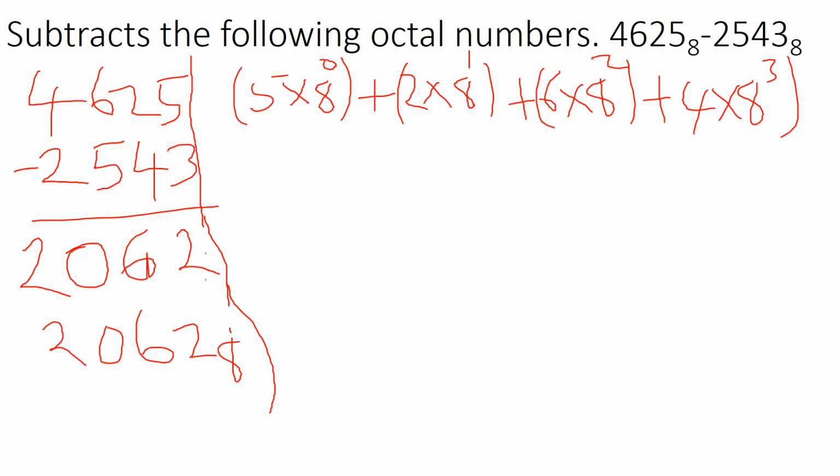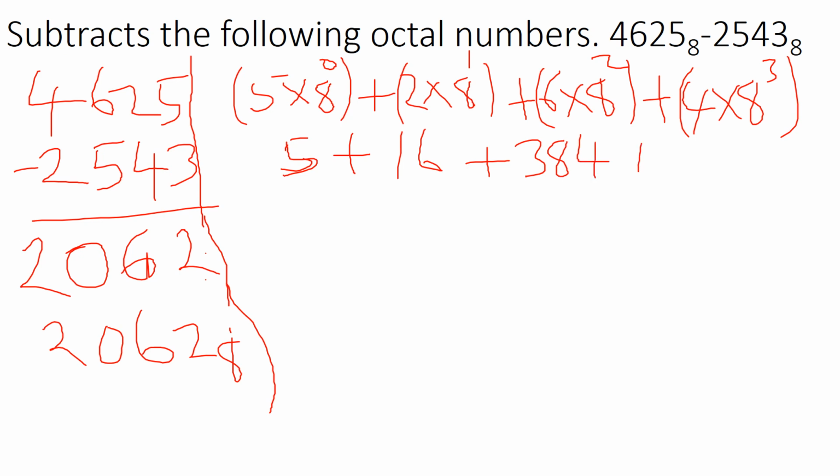Remember, we want to get the total value by converting it to the decimal number system. So 5 multiplied by 8 raised to power 0, which is 1, gives us 5. Then plus 8 raised to power 1, which is 8, multiplied by 2. This one is 16. And then plus 6 multiplied by 8 raised to power 2, which is 64.